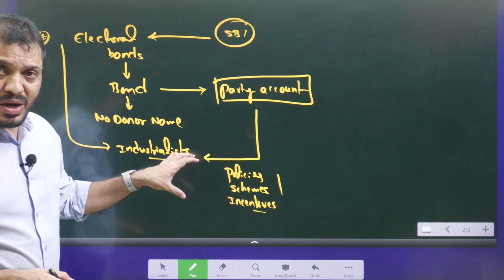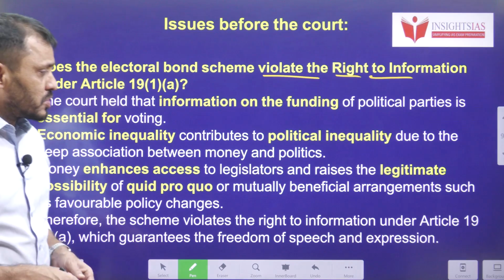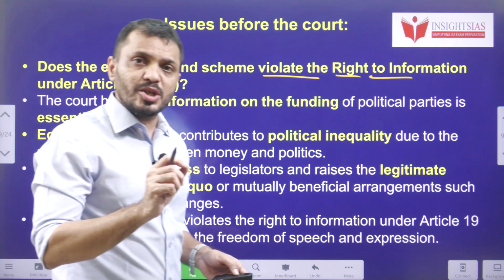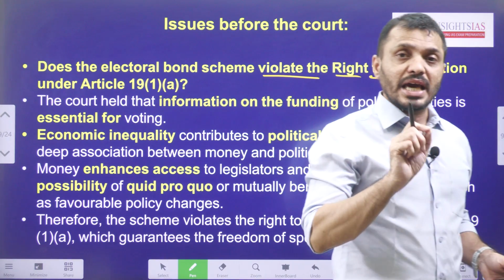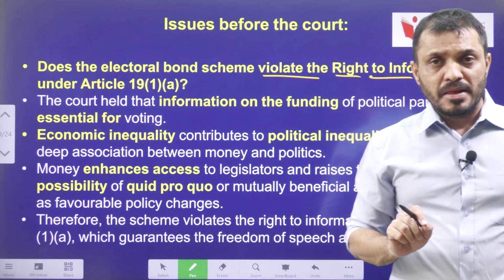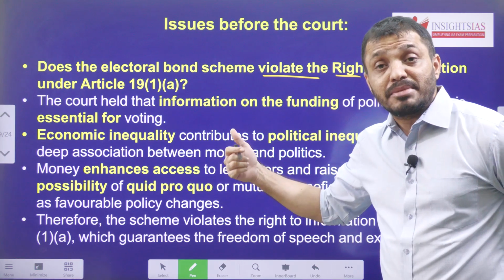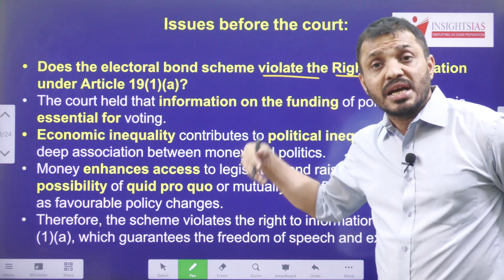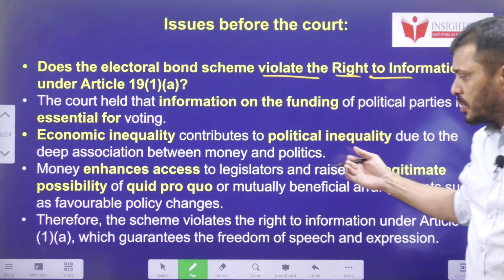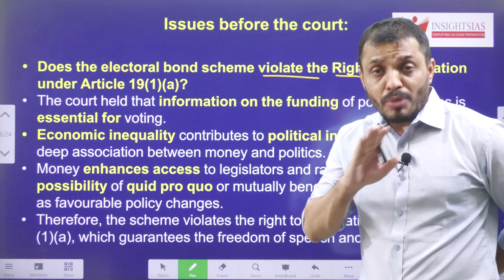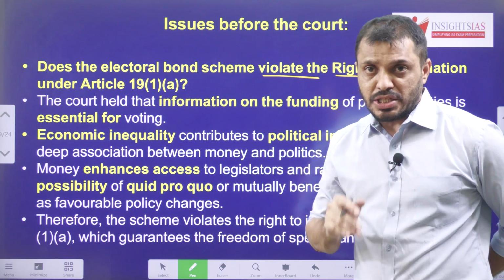So this is one of the issues highlighted by the Supreme Court. There may be a quid pro quo, a possibility of quid pro quo between the capitalist and the political party, so that political parties can be influenced by the capitalists. That means economic inequality may lead to political inequality as well. This is a gross violation of the objectives the Constitution wanted to achieve.